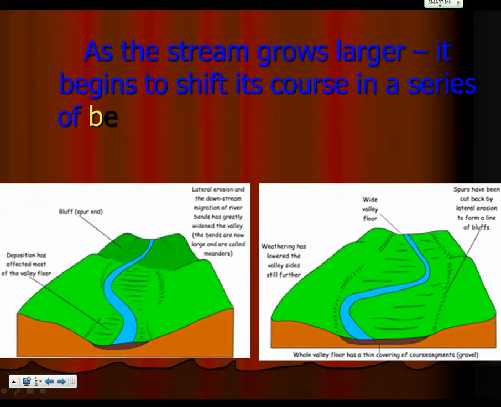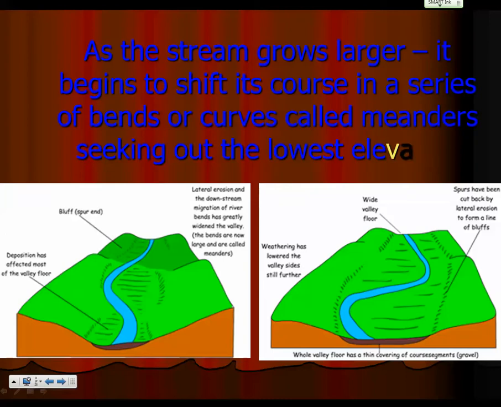As the stream grows larger, it begins to shift its course in a series of bends or meanders, seeking out the lowest elevation. And over time, those meanders will migrate. They'll move back and forth across the valley, continually changing its shape. It's dynamic.